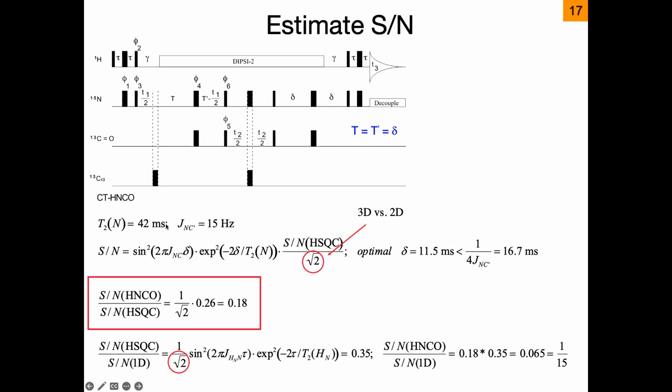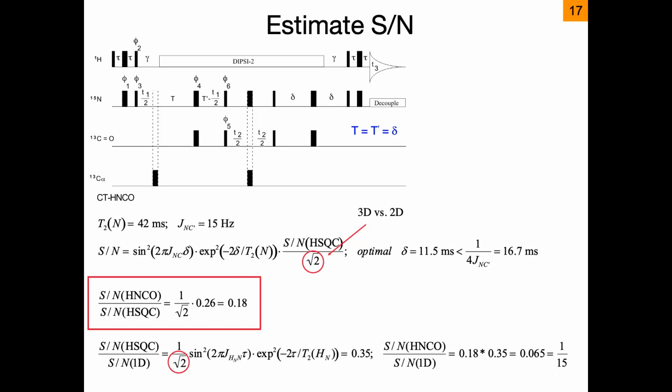But then we have all the numbers, and then you find that in this case, for this T2 that is given here, that was the T2 example that I showed before, the ratio relative to the HSQC is 0.18. So factor of 5 in signal loss for the 3D relative to the 2D. And then you can go further if you wanted to compare to a 1D, then you need to take into account the additional steps to go from the proton to the nitrogen. And then this is compared to the 1D, a signal loss by a factor of 15.